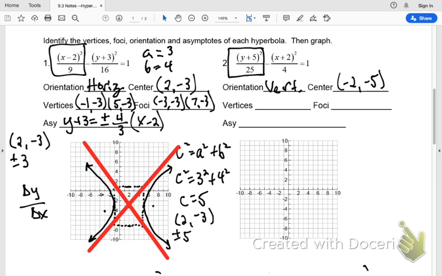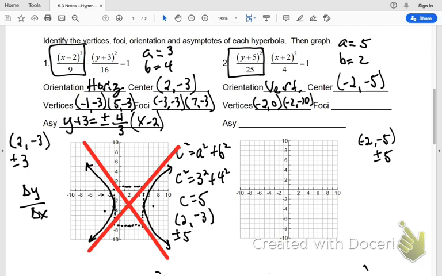Because it's opening up and down this time, when you do your vertices, your a value is with the positive term, so it's 5. The b value is with the other one, so it's 2. So you're going to take that 5, and this time you're going to add it to the y value of your center. So to get your vertices, you're going to do the -2, -5, and you're going to add and subtract 5 to the y value. So you'll get -2, 0, and -2, -10.